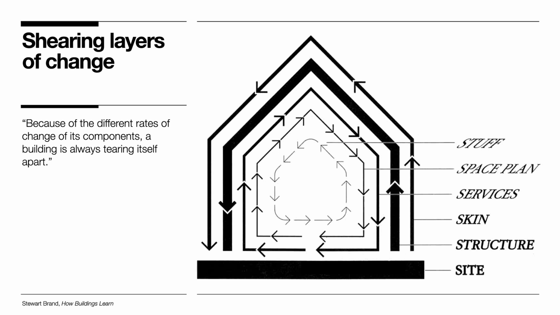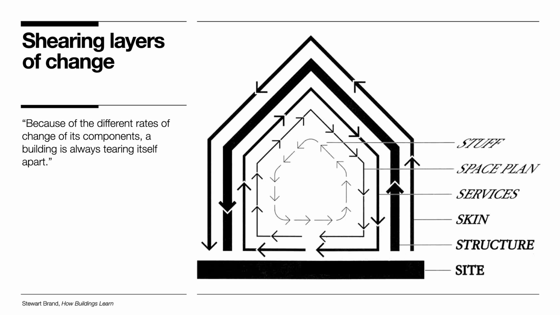It's fascinating. So he talks about studying buildings over their lifespans and how they change and how we really can't predict their futures. And one of the changes that's significant has to do with the different types of materials and systems, which he calls shearing layers of change. And you can see here, the site changes the least, and then through structure, skin, services, space plan, and stuff, as you move through the thinner line weights there, there's more frequent change. That makes sense, right?